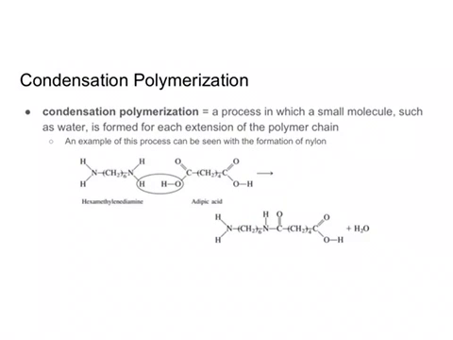The next type of polymerization is condensation polymerization. And basically what this just means is every time we make the polymer chain longer, so every time we extend it, a small molecule is also produced. So in the case of this example, when this nylon is formed, a water molecule is also produced as a byproduct.